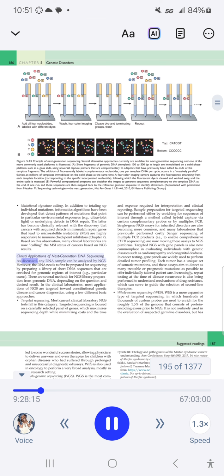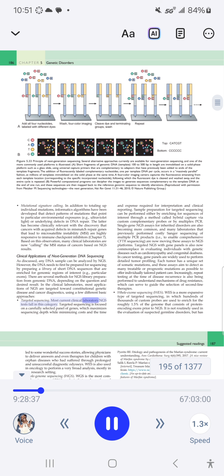Clinical applications of next-generation DNA sequencing. As discussed, any DNA sample can be analyzed by NGS. However, the DNA needs to first be prepared for sequencing by preparing a library of short DNA sequences that are enriched for genomic regions of interest, e.g., particular exons. There are several methods for NGS library preparation from genomic DNA, depending on the question and desired result. In the clinical laboratories, most applications of NGS are targeted toward constitutional genetic disease and cancer diagnostics, using a few different basic approaches. Targeted sequencing.